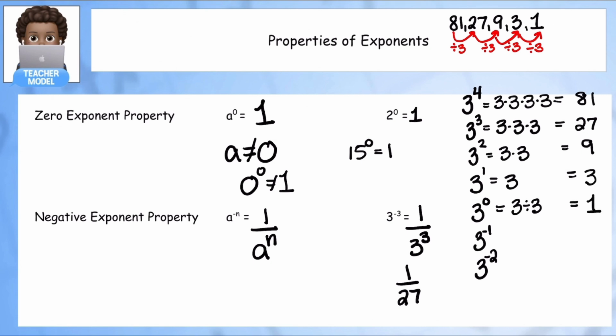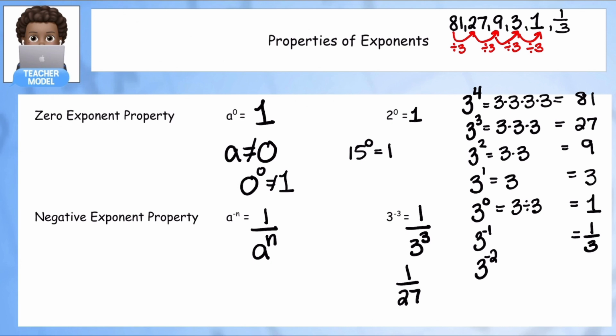So what would the next number in the sequence be? I have 1 and I'm going to divide it by 3 again. So 1 divided by 3 is 1/3. And here, so you can see right here why this zero property law exists. It's just following that pattern where my exponents are decreasing each time. And as I'm decreasing each time, I'm dividing my number by 3, dividing it by the base.